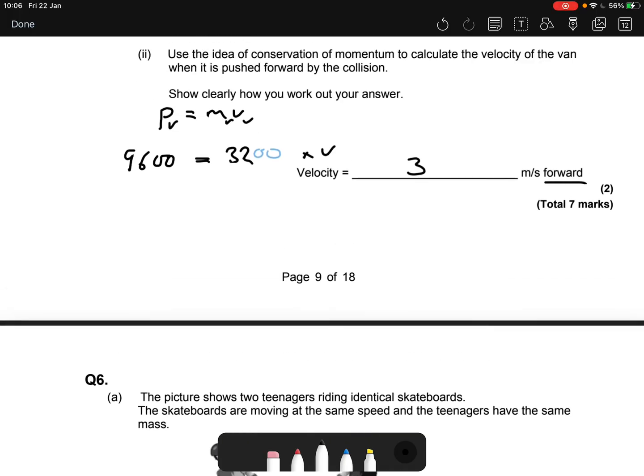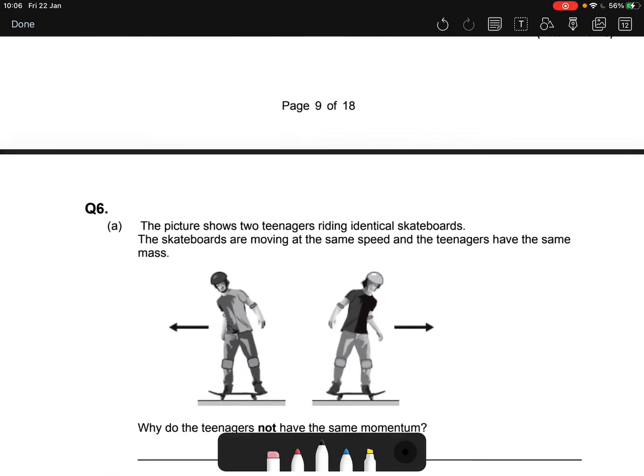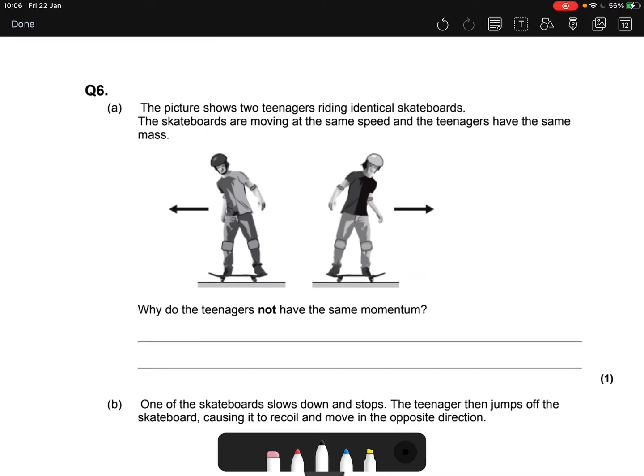Oh, look, they've given us the direction, forwards. You can see even exam questions are not always consistent in whether or not they add the statement of direction. But question 6, we're nearly there. Smiley face time. Oh, that looks like a pretty angry face, actually, to be honest.